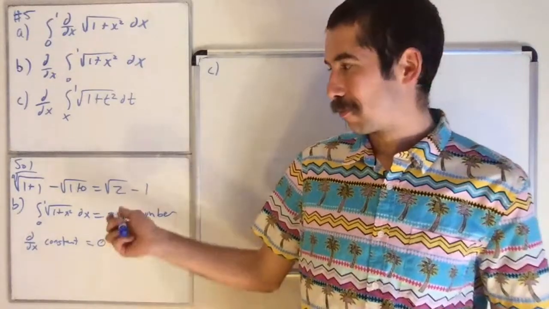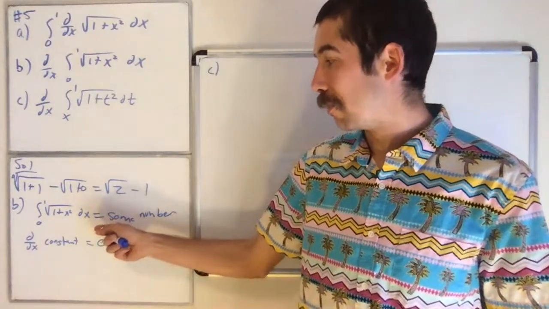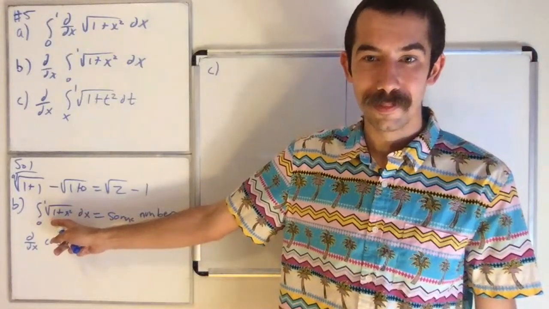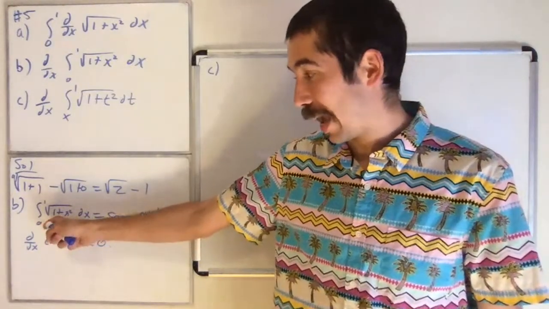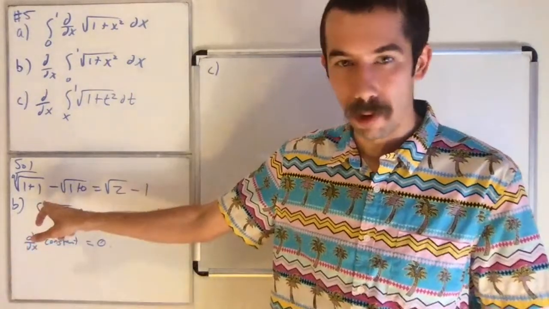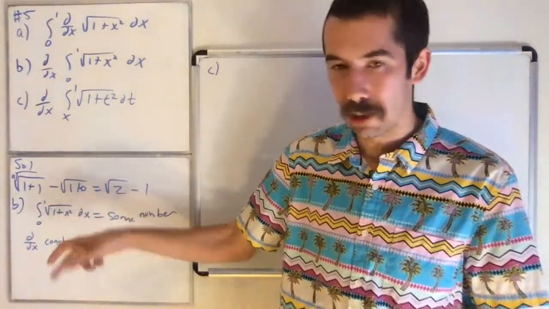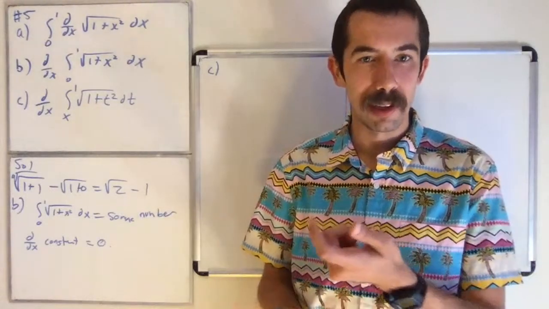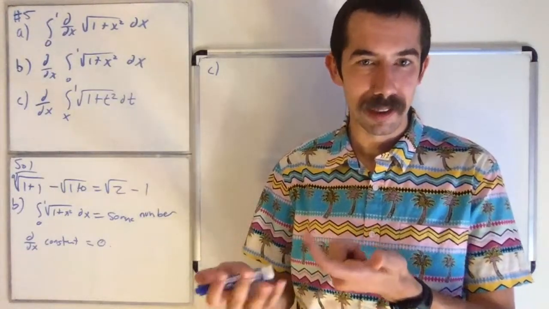So, right, if you evaluate this definite integral, you would find the antiderivative of 1 plus x squared. That's some function. Evaluate at 1, that's a number. Subtract off when you evaluate at 0. That's also just a number. So subtract off 2 numbers, you're left with a number, and then taking the derivative of that number will give us 0.